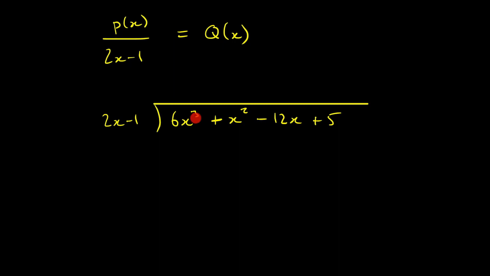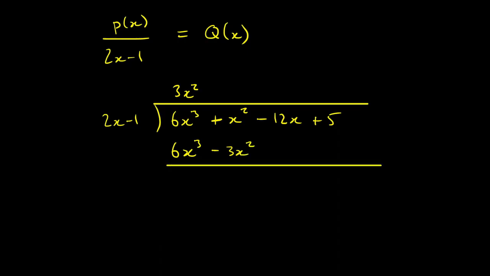Okay, so we're going to take the leading term, 6x cubed, divided by 2x. We get 3x squared. We're going to take the 3x squared times it by 2x minus 1. 6x cubed minus 3x squared. Okay, and then we're going to subtract the bottom from the top.